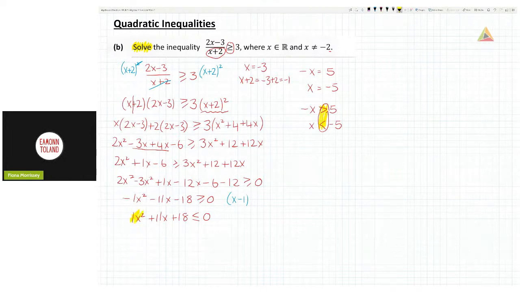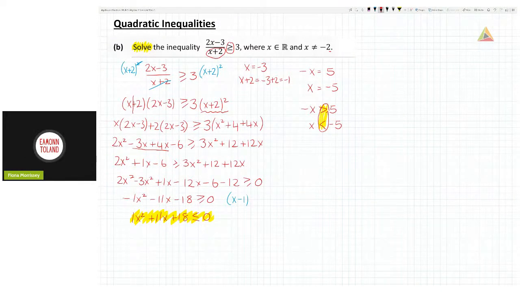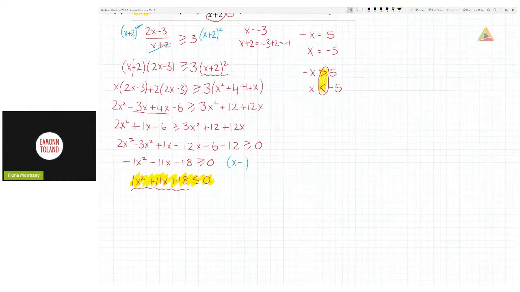We're not finished yet because the question asked us to solve. But what we've ended up with is a quadratic inequality. How we're going to solve it is we're going to solve the quadratic on the left-hand side as if it was an equation. So we're going to throw that into the minus b formula. Okay, we're running out of time a little bit. So I'm just going to give you your answers, which come from putting this into the minus b formula. Your answers should be x is equal to minus 2 and x is equal to minus 9.